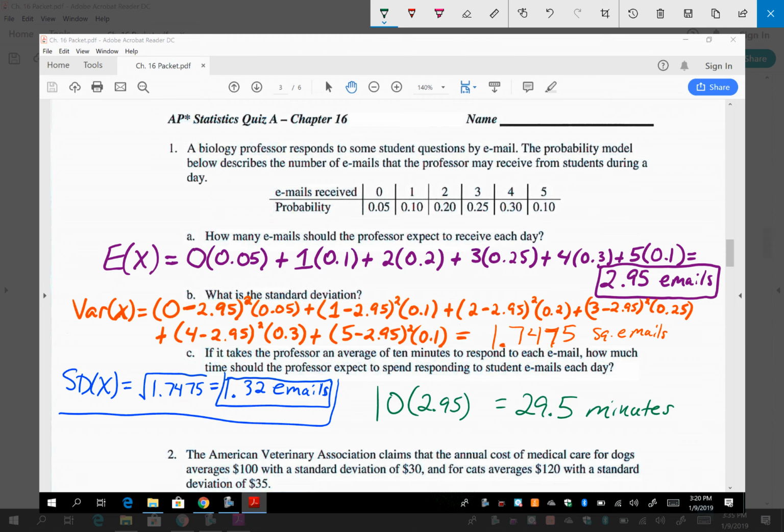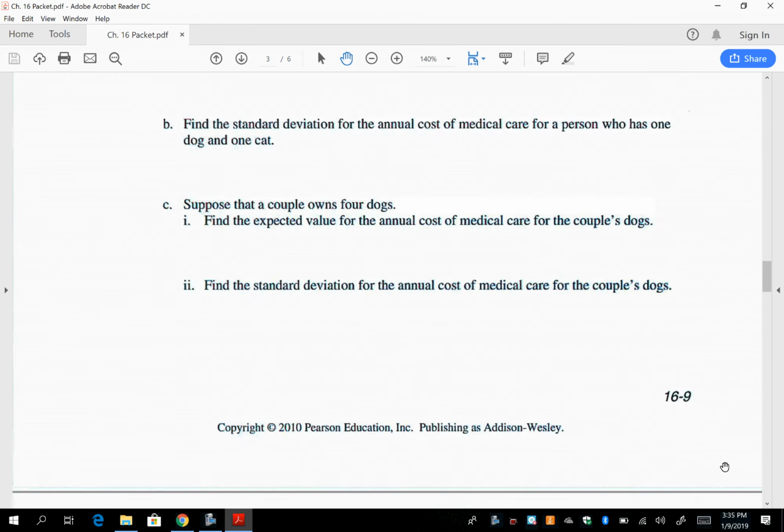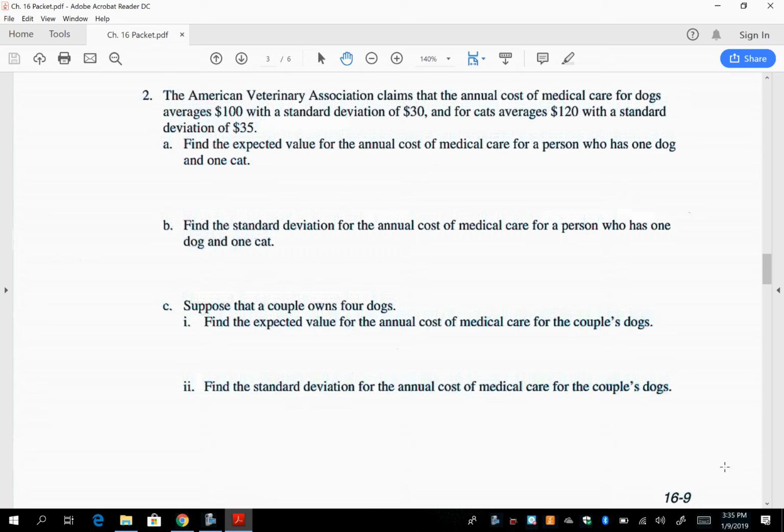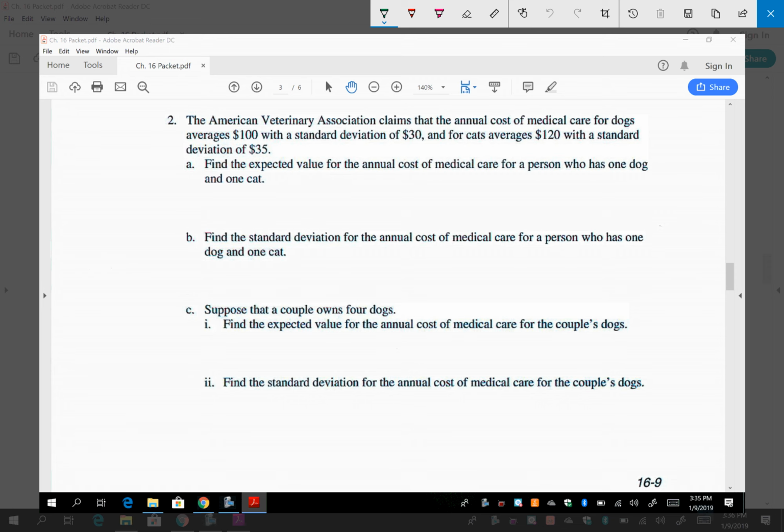Okay, let's move to number 2, the American Veterinary Association. Anyone going to be a vet in here? Any vets? No vets. Wow, I've had 0 vets all day. Who's going to take care of the animals, guys? You wanted to? You don't want to anymore, then? Okay, well, I guess it counts.